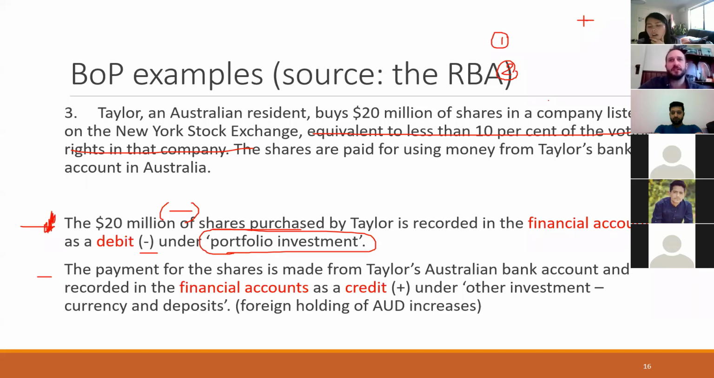The last option, oh, okay. Yeah, I see. It's a credit. I think it should be a debit, and that's why people didn't choose it. Yeah, sorry, so that's right. It should be a debit, minus.